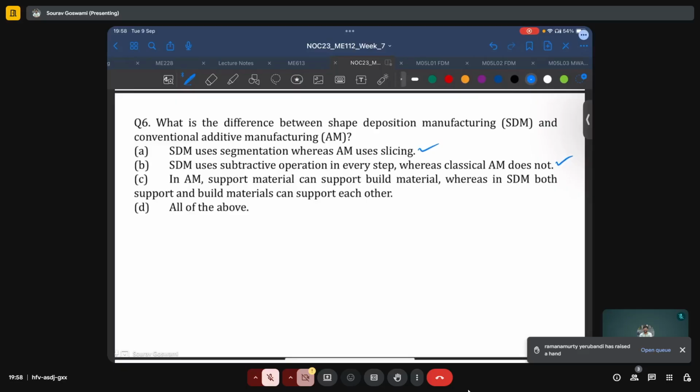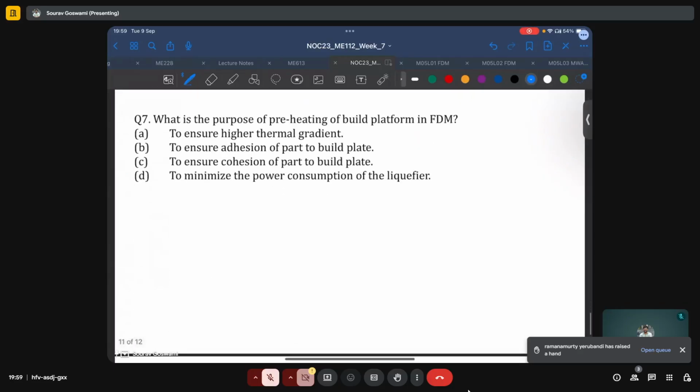Again, we also saw that for an arbitrary geometry, it is very probable that in a same segment of material, the support can be deposited first and then the build can be deposited as the usual case. However, in a few cases, the build material can be deposited first, on top of which the support material has to be deposited. And so the build material can actually support the support material itself. And so all of the above are true, and option D is most appropriate.